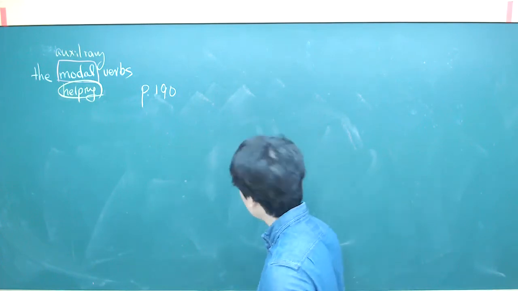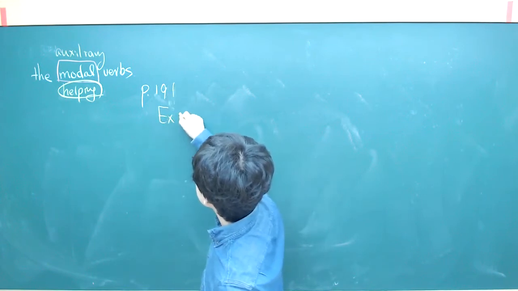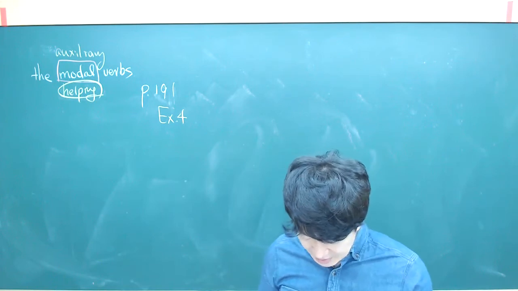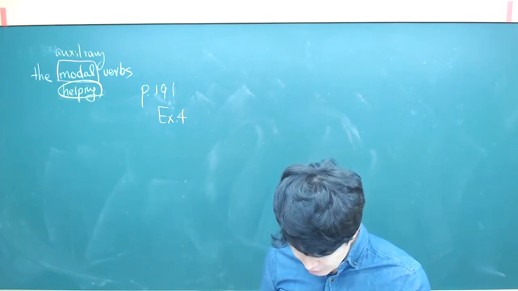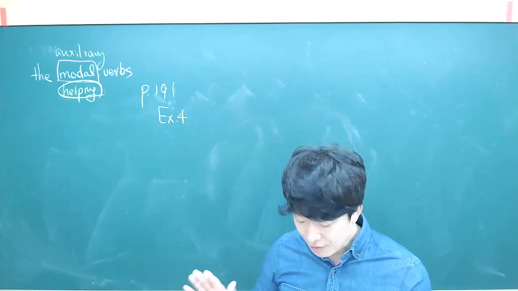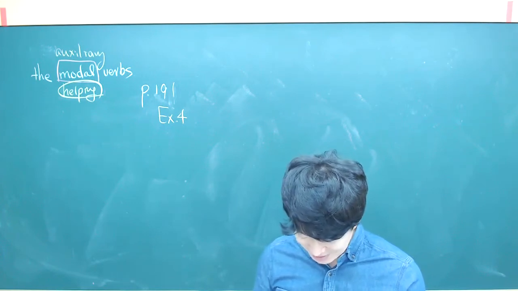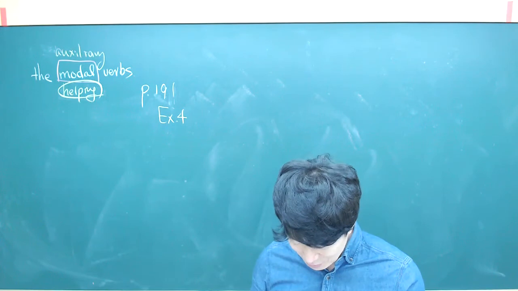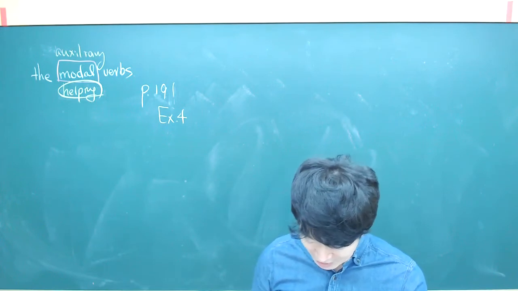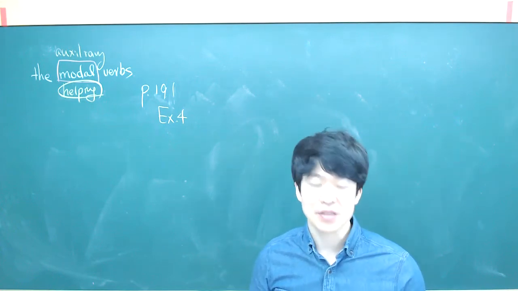So exercise 4, page 191. Exercise 4. A cat can climb trees, but it can't or cannot fly. Question number 2. A fish cannot walk, but it can swim. A dog can bark, but it cannot sing. A tiny baby can cry, but it can't talk. You can store water in a glass jar, but you cannot store it in a paper bag. Okay, it goes like this.